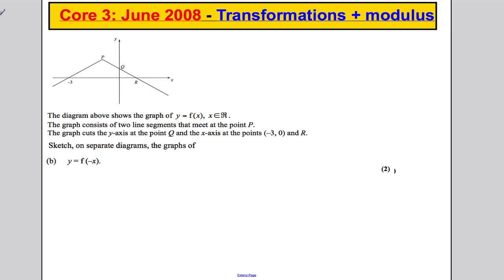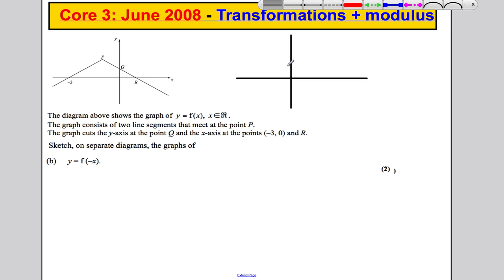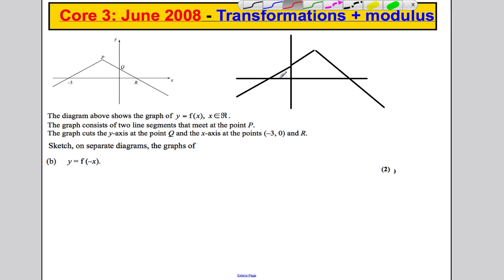Then it asks us to draw f of -x. Remember what that is? That's simply a reflection in the y-axis. So we draw this out. You reflect this part in the y-axis, so it would end up coming down here, and you reflect this part in the y-axis, so it would end up coming up here as such. So this point here should be 3, 0, for example.